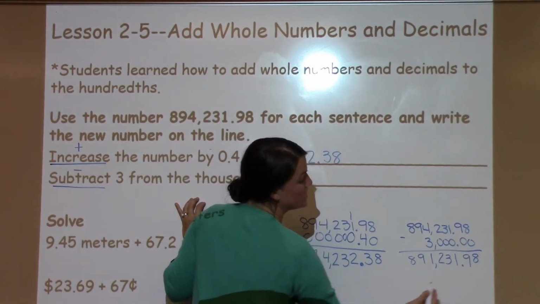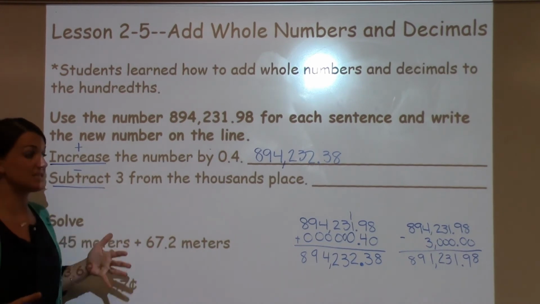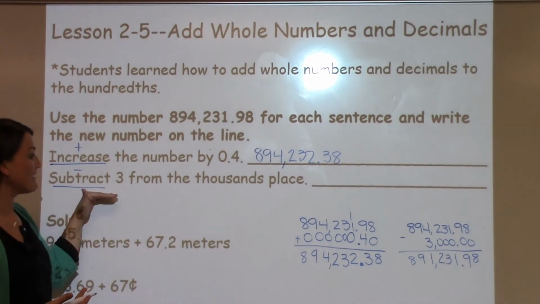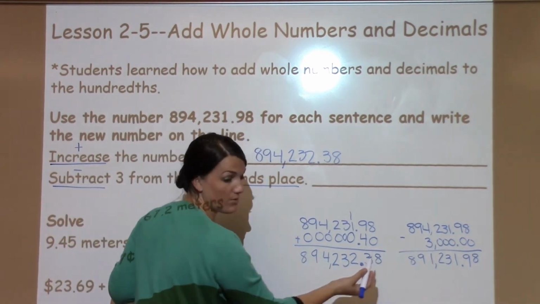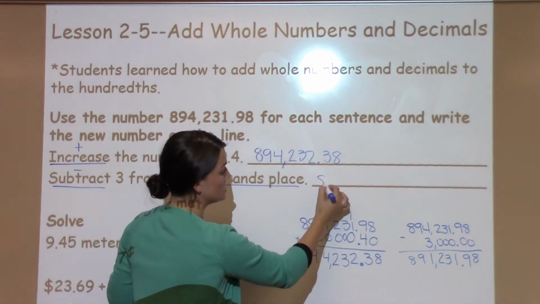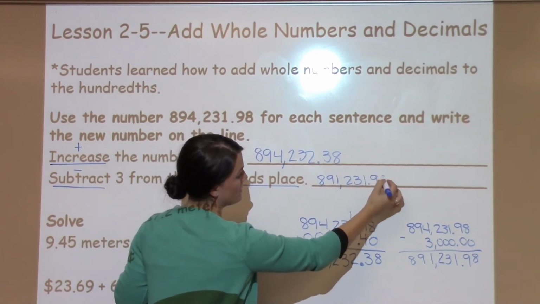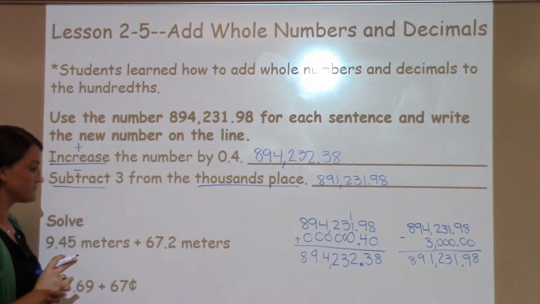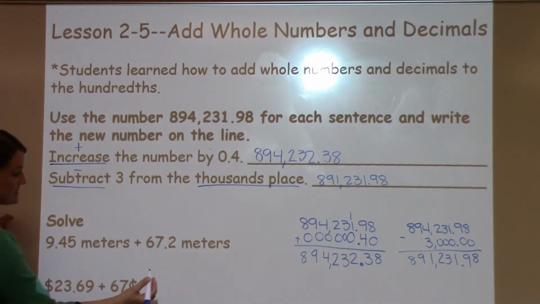Students sometimes get confused about this and think that it might just mean to subtract 3, but we have to look and see that it's from a certain place. That's where you place the 3 and then fill in the zeros. So I would write my answer on the line to solve that problem. The next example says I've got 9 and 45 hundredths meters plus 67 and 2/10 meters.